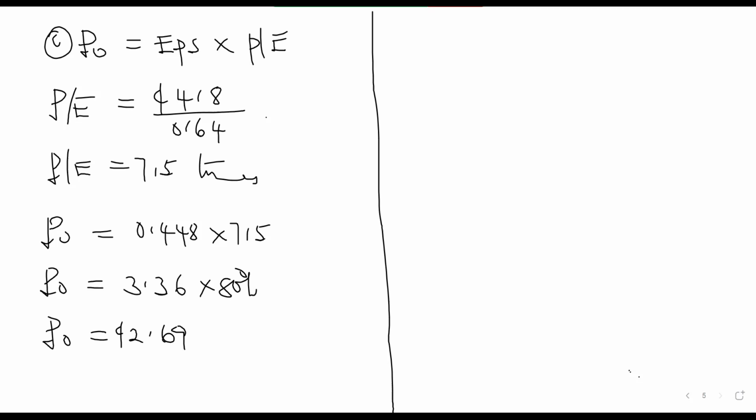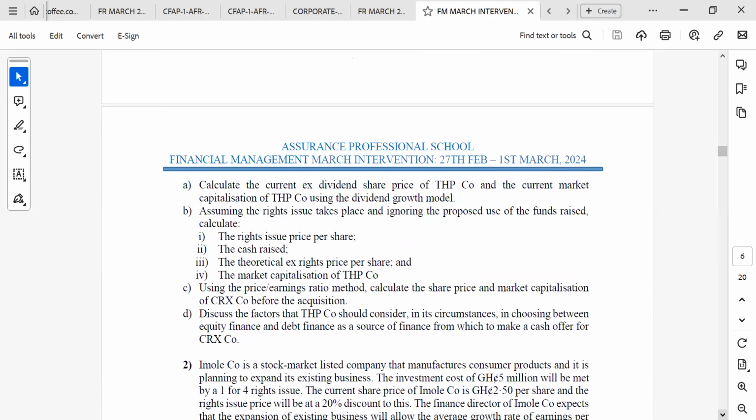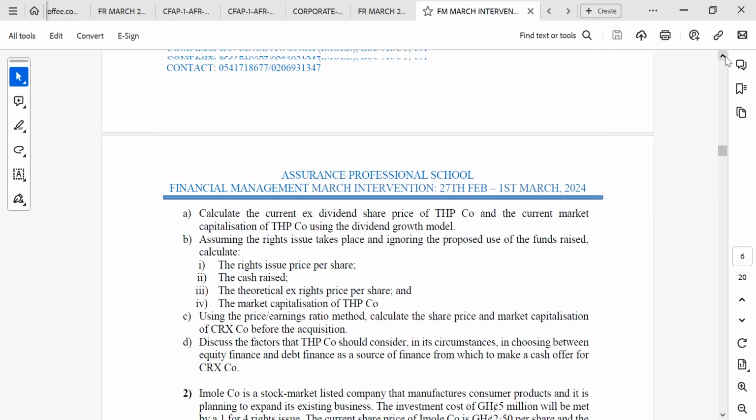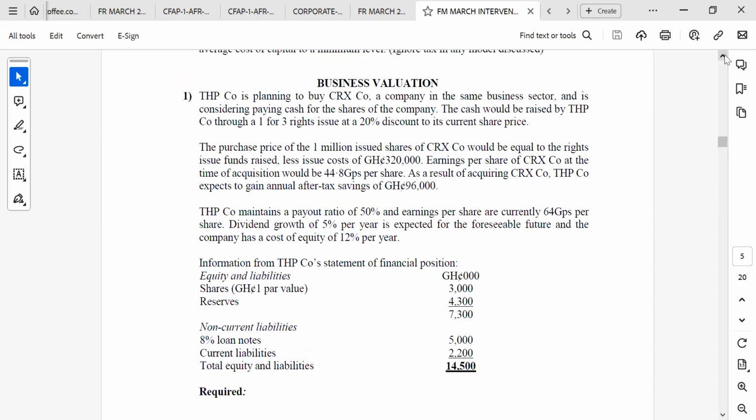Okay, are they asking us to calculate per share or just the value? The share price and market capitalization. Okay, so the share price is the 2.69, but the market capitalization will be multiplied by their number of what? Shares. From the question, what is the number of shares for the CRX Co?